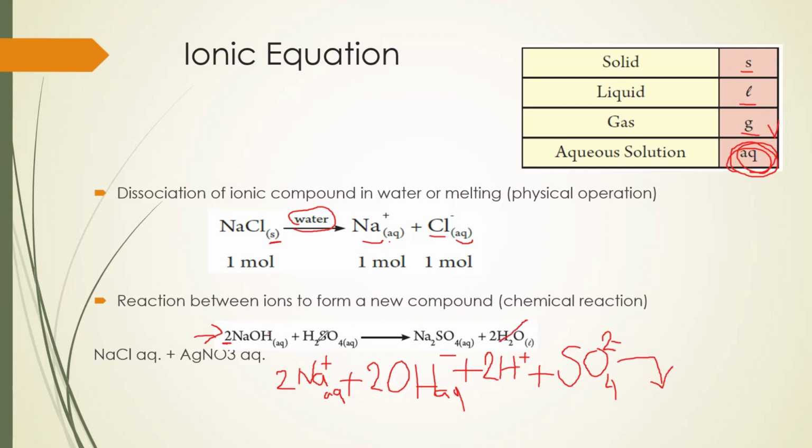Then these reactants will give us water, which is liquid, so we will not get the ions from the liquid. We get them only from aqueous compounds. Na2SO4 aqueous, so we will decompose them into their ions. So 2 Na+ aqueous plus 1 SO4 2- aqueous.